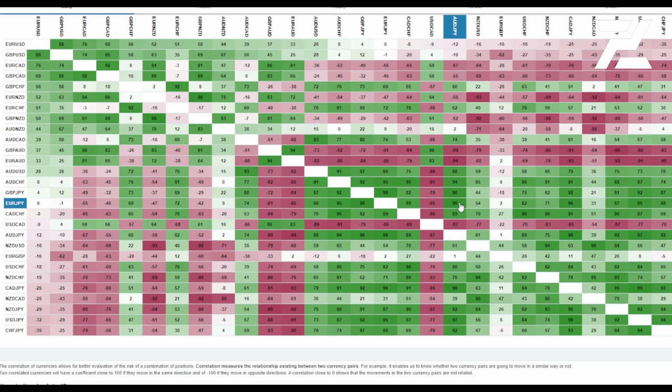They have a 98 rating, so they move almost alike, so it wouldn't make sense to be shorting the Aussie dollar yen and be buying the Euro yen based on that. So that's one of the big takeaways you can take from this video: don't get caught up on the wrong side of the market. Understand the correlation, obviously a big important thing.